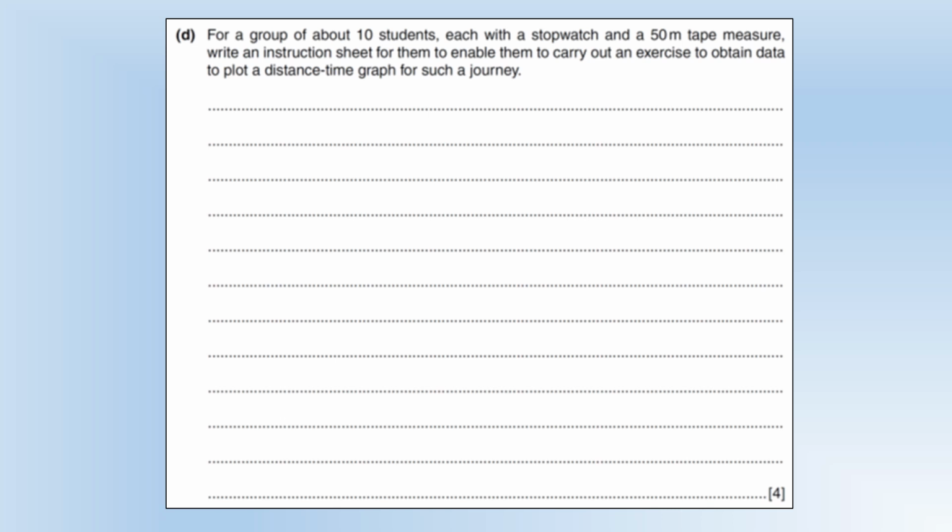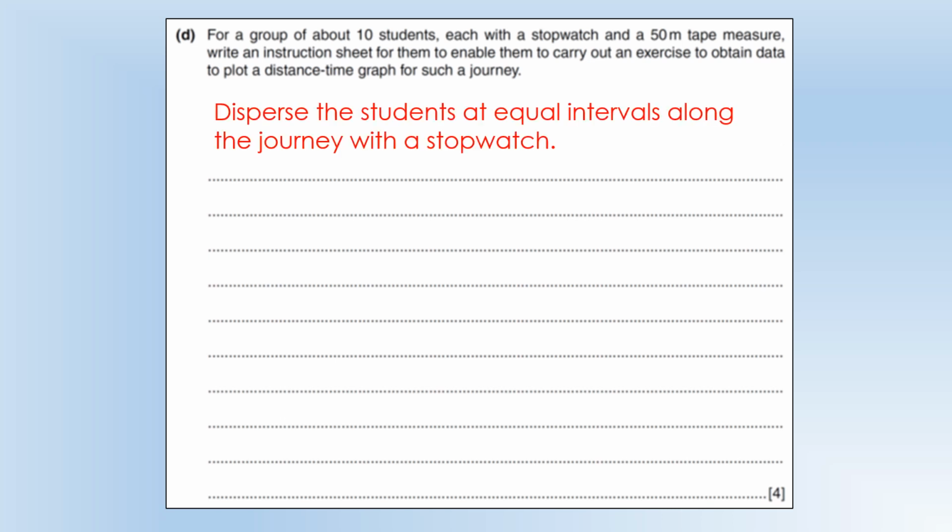For a group of 10 students, each with a stopwatch and a 50-meter tape measure, write an instruction sheet for them to enable them to carry out an exercise to obtain the distance time graph for such a journey. So what we're going to do is disperse the students at equal intervals along the journey. We're going to put them all 50 meters apart, and they're all going to need a stopwatch. The total journey was about 450 meters, so we'll have one at 50, 100, 150, etc.